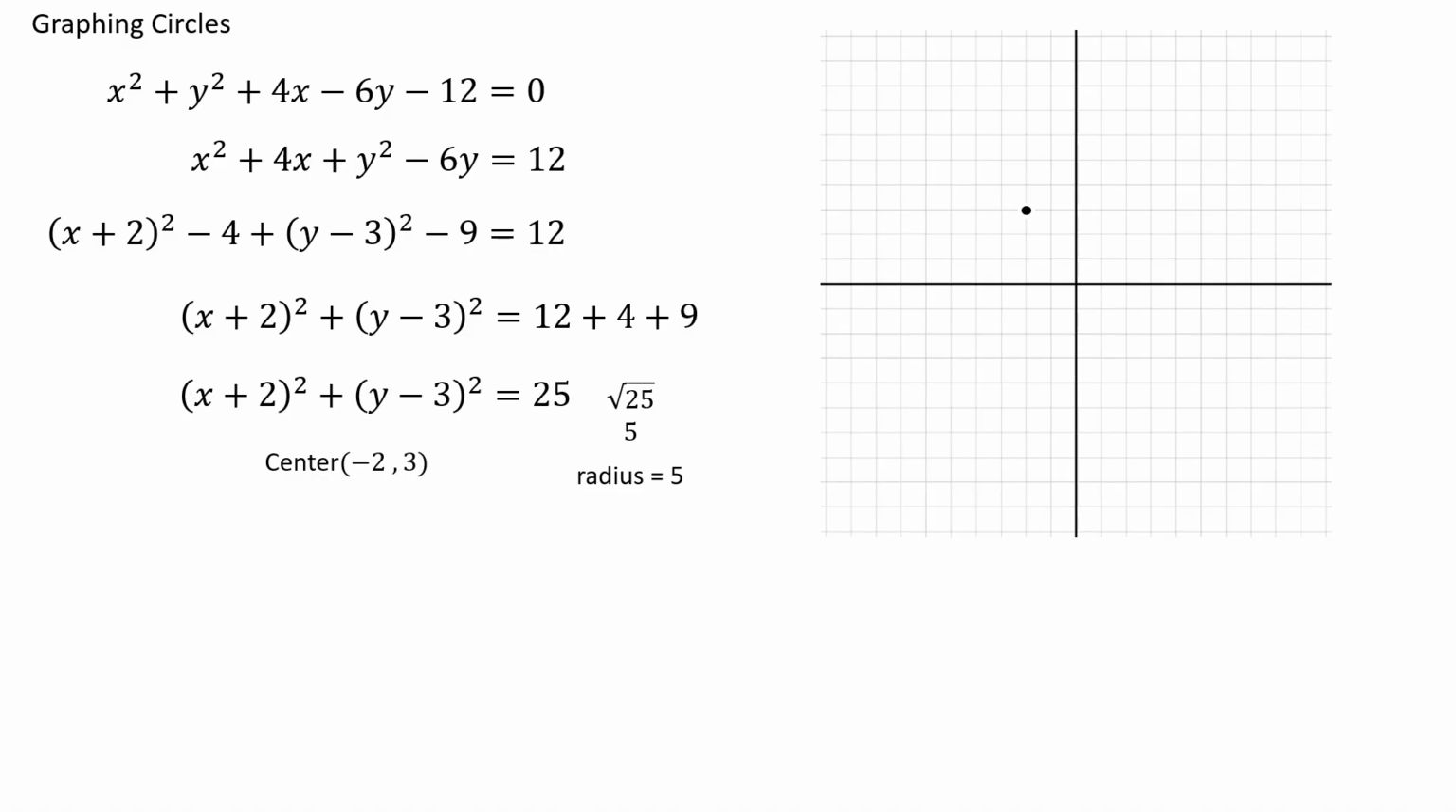So looking at the graph and starting at the center of our circle, go 5 spaces in one direction, and that's the edge of your circle. Then go 5 spaces in all 4 main directions, and you now have a nice template to draw your circle. Draw yourself a circle through those points, and you are done.